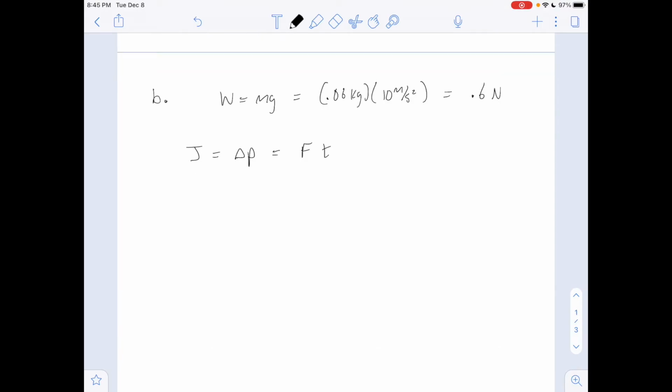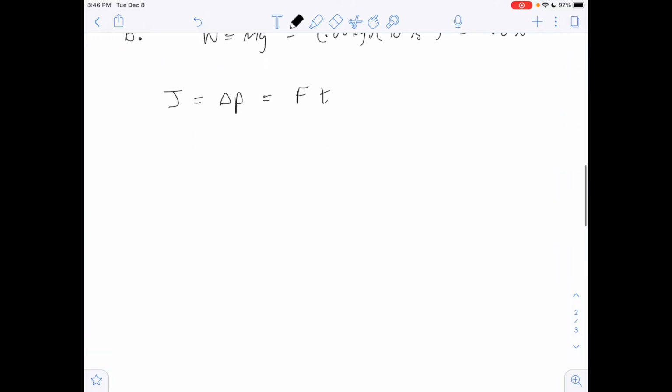The force applied on both objects will be the same. They're in contact for the same time. So it doesn't really matter which object we look at to find the change in momentum, because that should be the same also. And so we'll just solve for the force here. Force is equal to change in momentum over time.